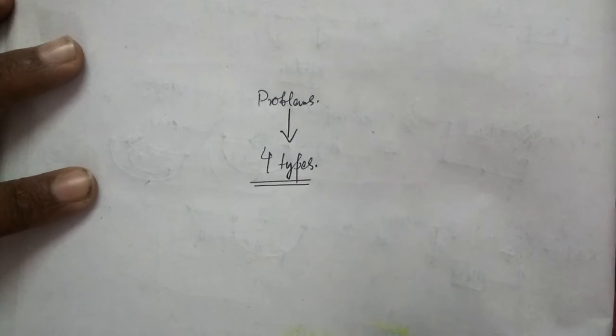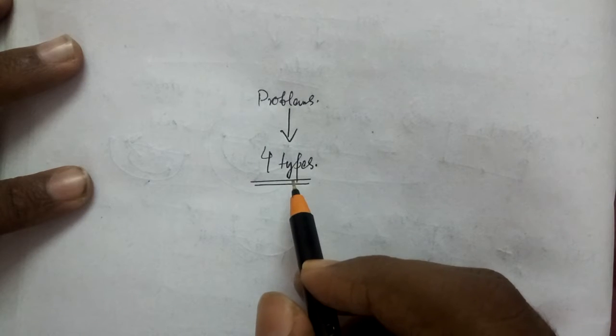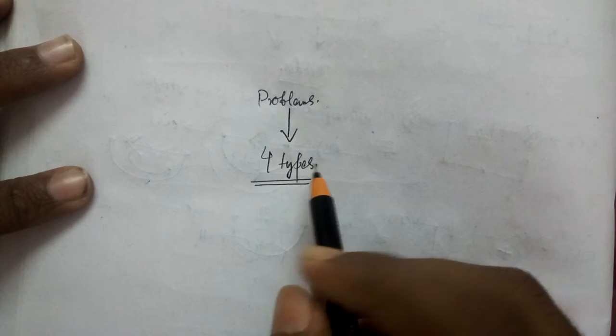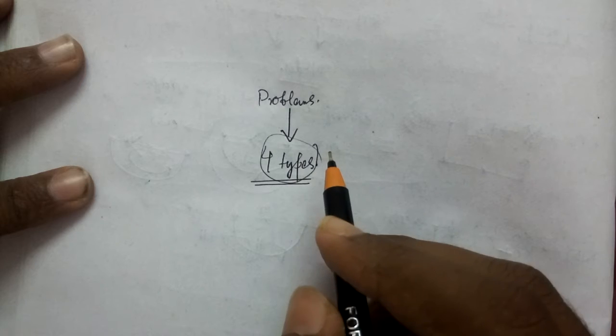Now there are actually 4 types of problems which come from the signal flow graph, and in my next 4 example videos I will explain all these 4 types, and all types will be very clear to you.